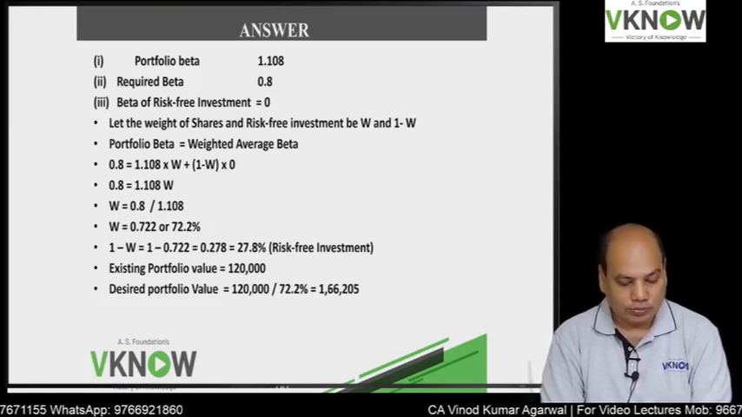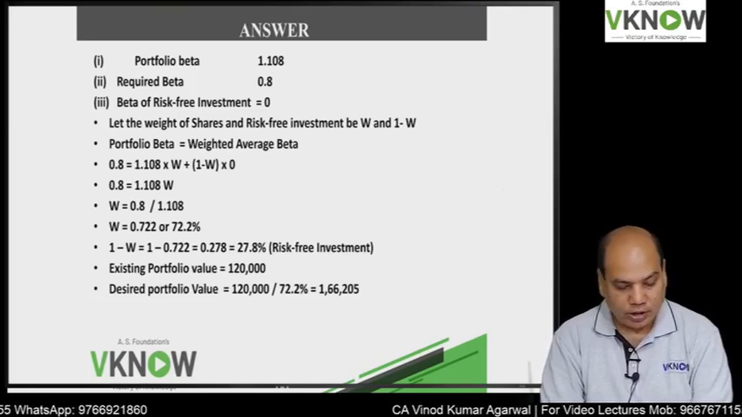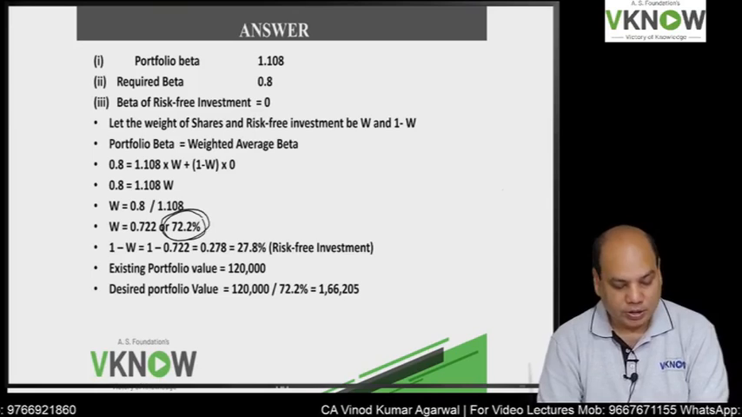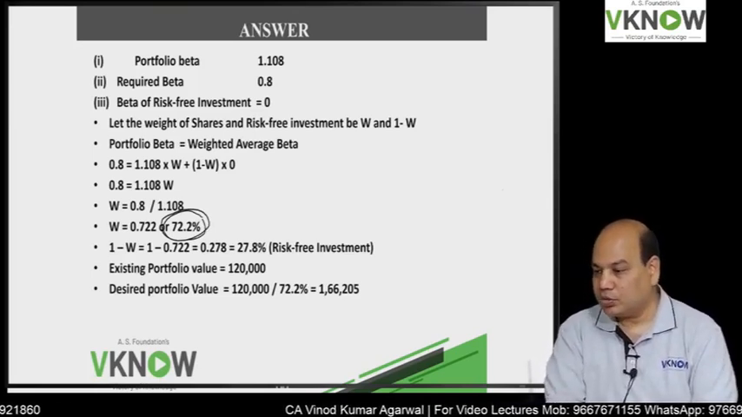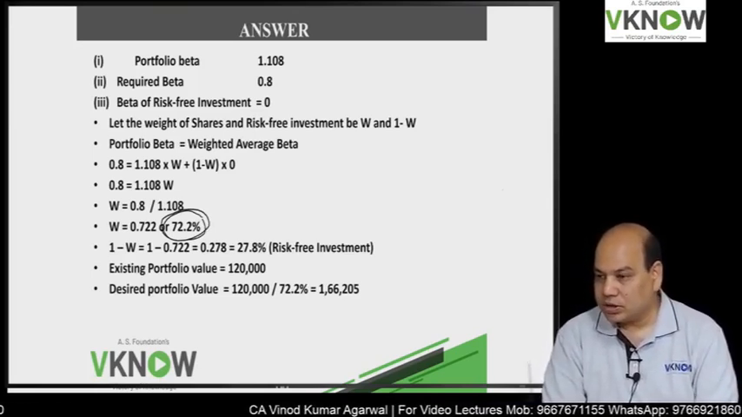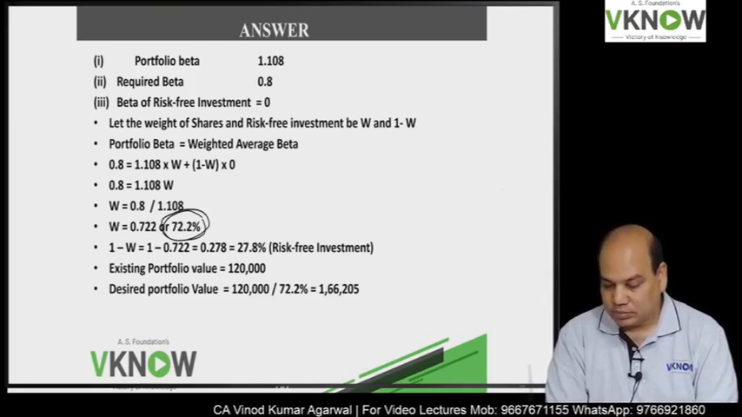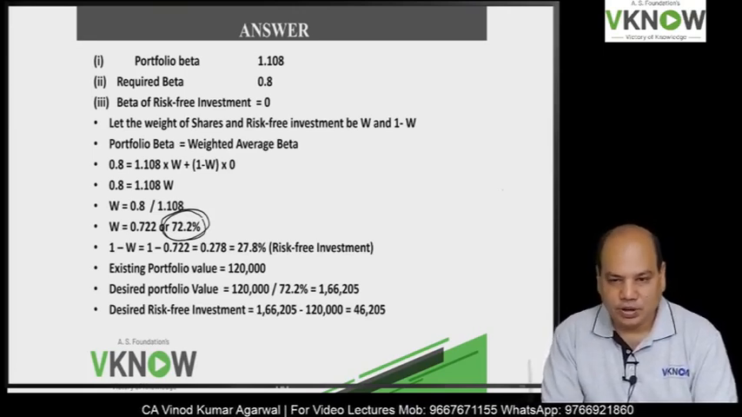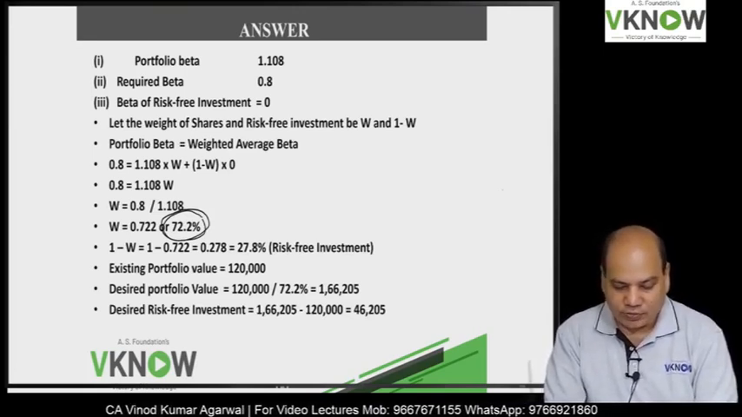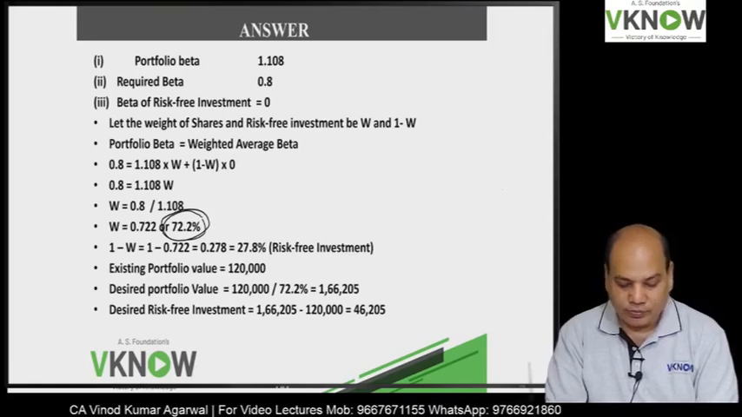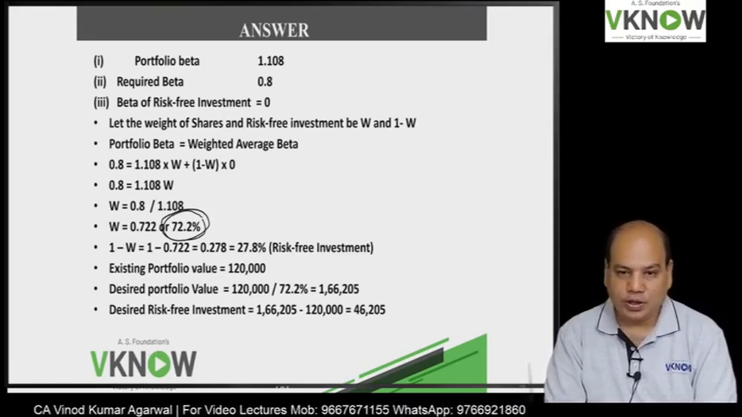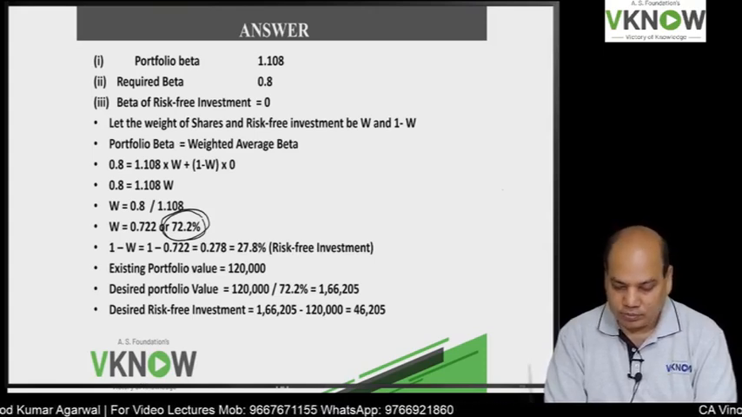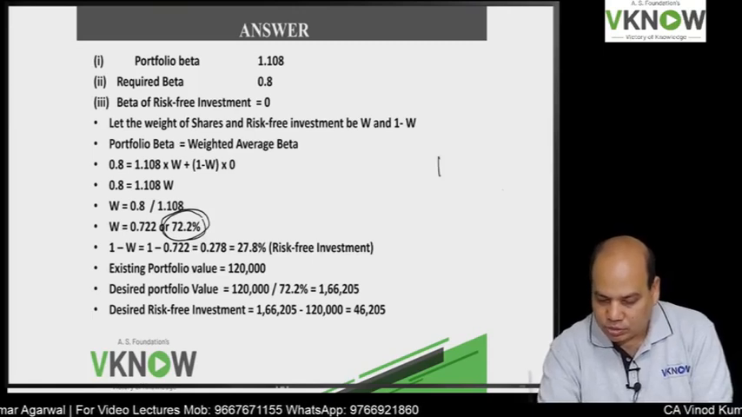Desired portfolio value: because risky stock shares are 72.2%, your portfolio value should now be 1,66,205. So can you now tell me what should be the desired risk-free investment? Desired risk-free investment should be 46,205. Is it right? 46,205.